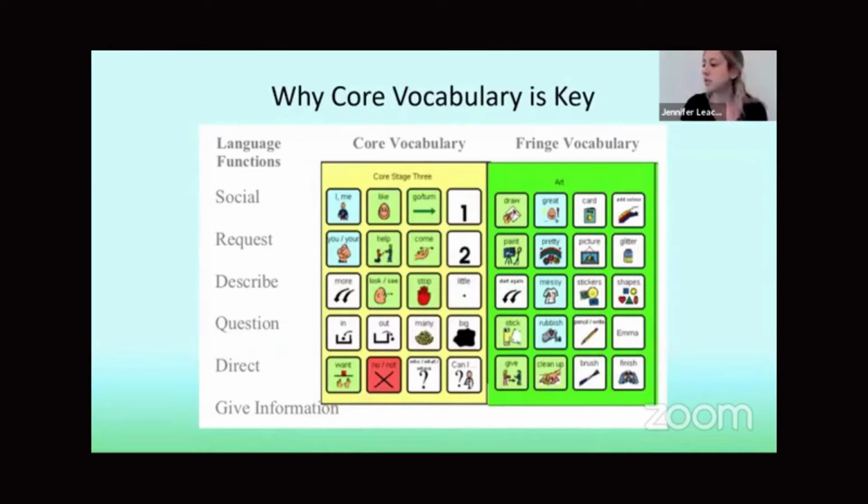So why is core vocabulary key? Core vocabulary can be used to communicate many language functions. So for social, so for greeting, we could say hello, goodbye, or thank you. To request, so I want, more. Describing, talking about how it looks, if it's big, if it's little, how many you have. If you have a question, so when you're in school, you can ask questions to your teachers or to your parents. Direct, if you want to just directly tell them something, or even to just provide some more information.